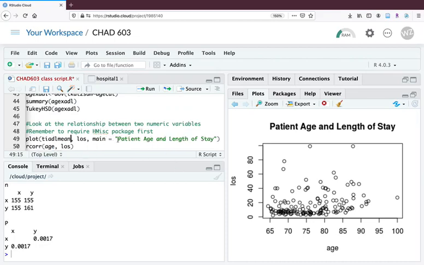And we're going to say activities of daily living and length of stay. And we'll just hit run.